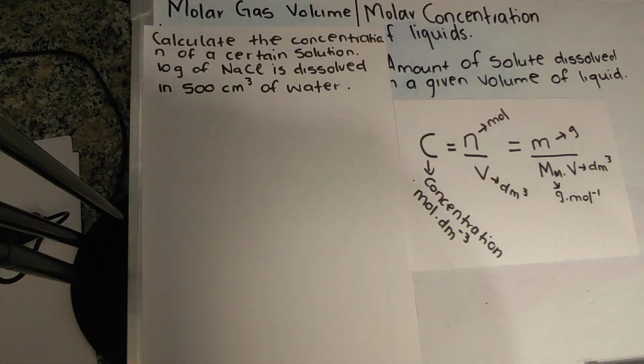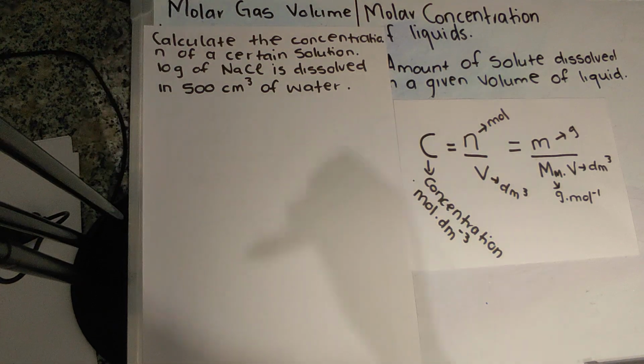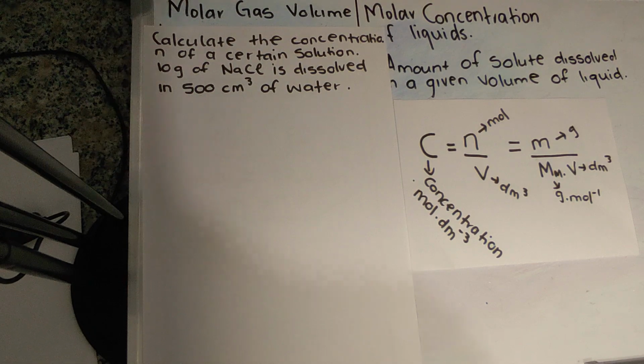We are required to calculate the concentration of a certain solution. So 10 grams of sodium chloride is dissolved in 500 centimeter cubed of water. Firstly, I need to mention that we don't work with our volume in centimeter cubed. So this should always be converted to decimeter cubed.